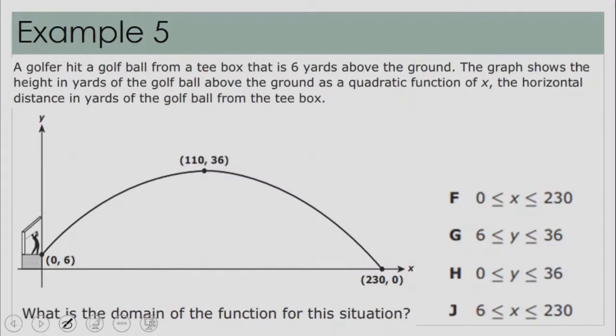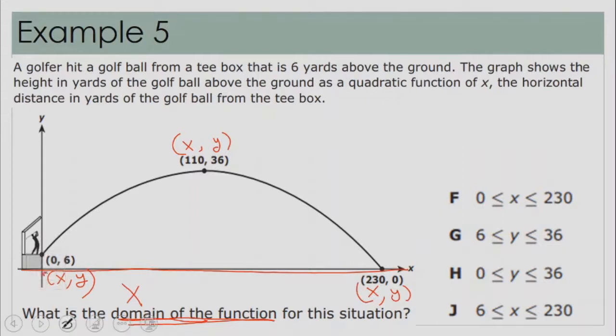So this is a story problem. You are being asked, what is the domain of this function? Domain is the x value, so we are going to be on the x. Whenever you are given an ordered pair, this is the x, this is the y. So don't be confused. What is the x of the starting point?